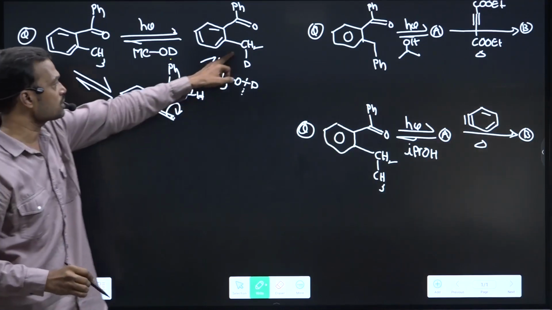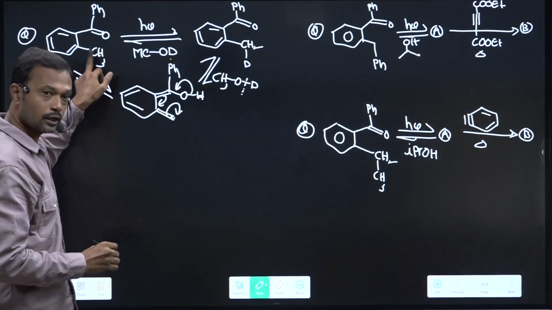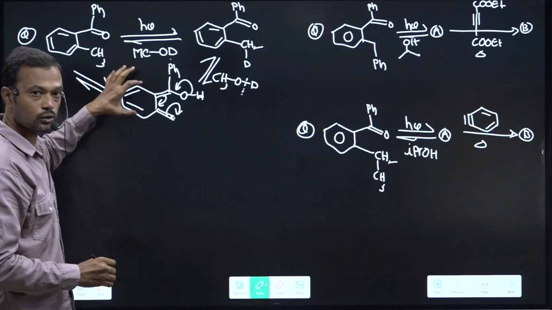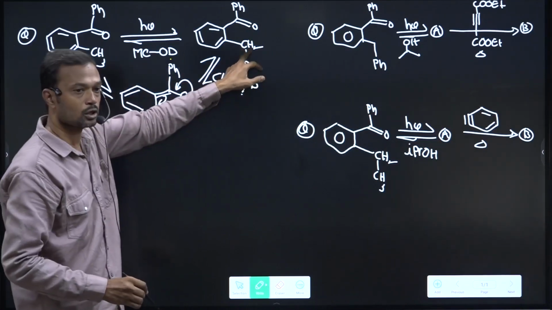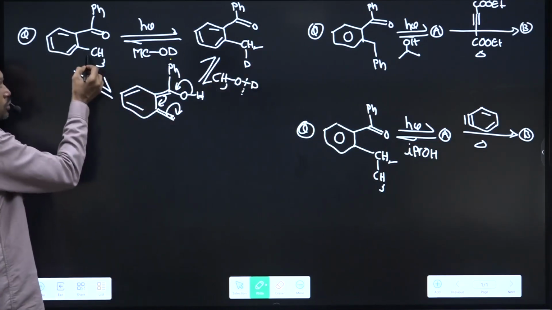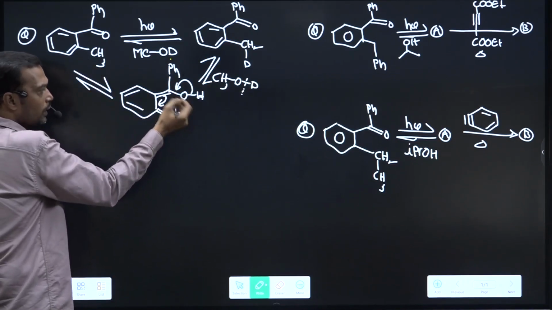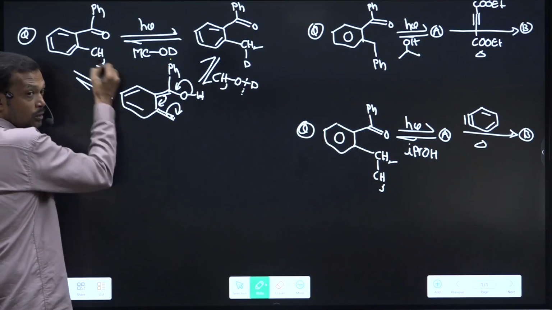So formation of this answer and this answer indicates that definitely this reaction proceeds with this photoenol. Without this enol product, it is impossible to make deuteration at the ortho position and impossible to get the original molecule. So it is a mixture of two. So photoenolization, then later hydrogen tautomerism with the original molecule.